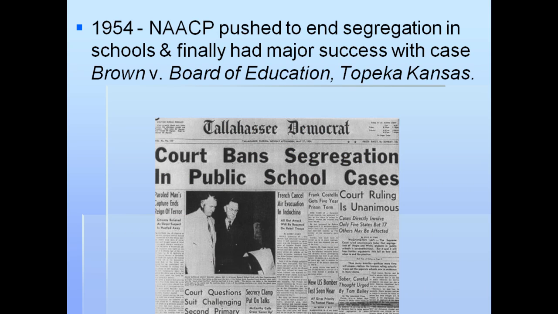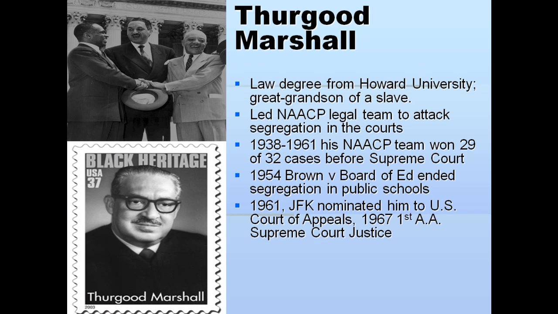In 1954, the NAACP push to end segregation in schools finally had some major success with Brown versus Board of Education in Topeka, Kansas. Thurgood Marshall was a Supreme Court justice who became very well known in the 1950s and 60s. He had a law degree from the very respected Howard University, which was an African American university. He was the great-grandson of a slave. Most importantly, he led the NAACP legal team to attack segregation. He did this using the court system.